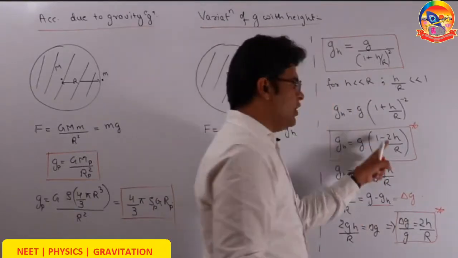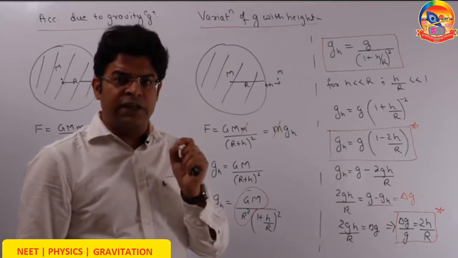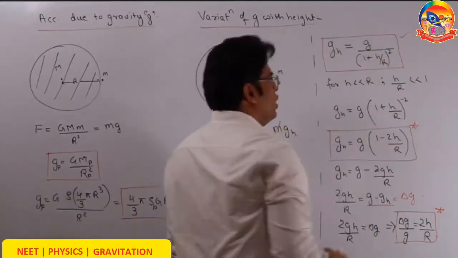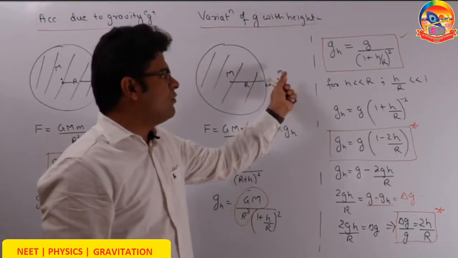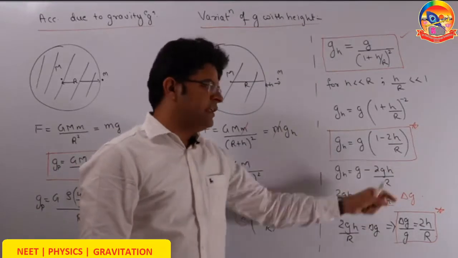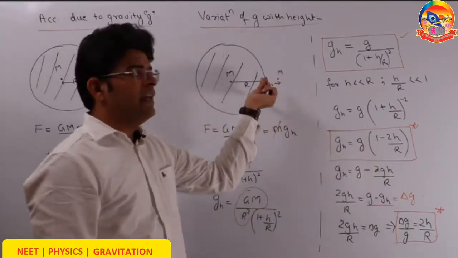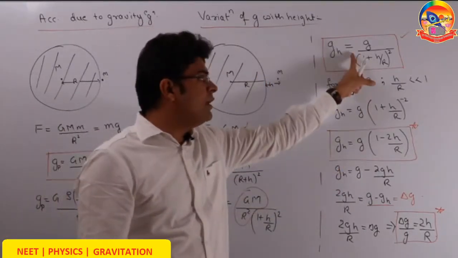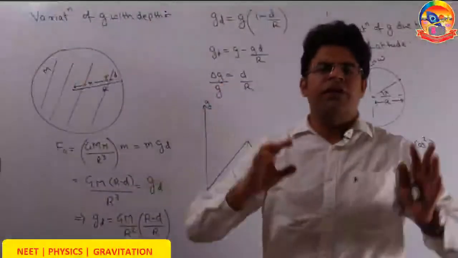Now here I am placing a star mark on these two. These two can be used when the height is very small compared to the radius of Earth. The other formula works everywhere. You ask students, what is the acceleration due to gravity at a height equals R? The students start using this. You can't use this. This is valid only when the height is very small compared to the radius of Earth. So for large heights, you have to remember the other formula and use that. So we have done variation of g with height.